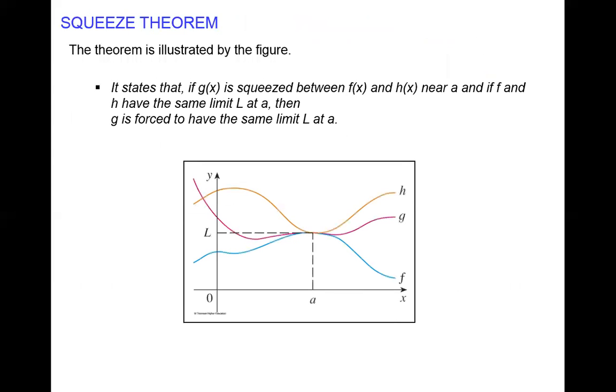And we can see this is a graphical explanation. Function f, the blue one, the lowest one, h, the top one, and something between. That means if blue and yellowish meet, they have the same limit at a, everything that is between must have the same limit.